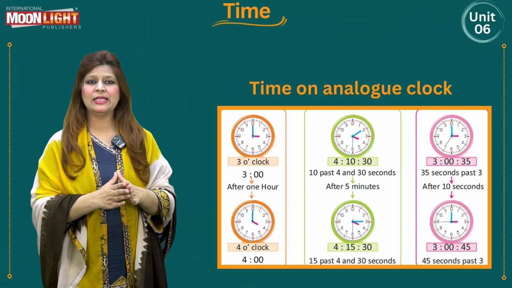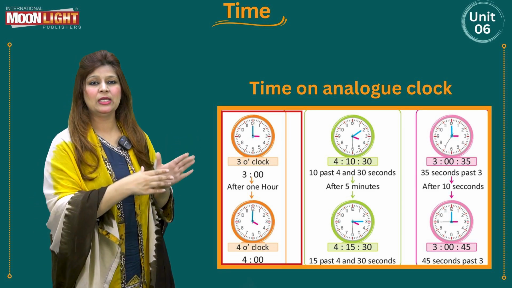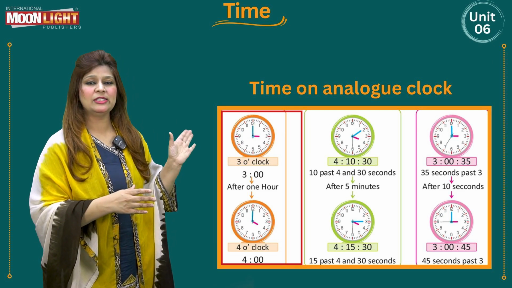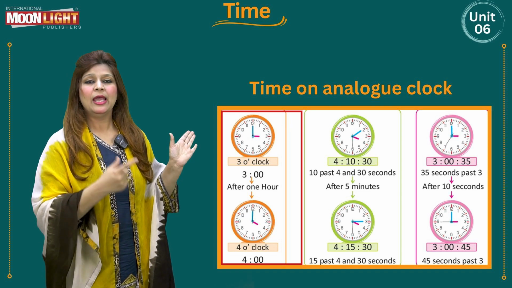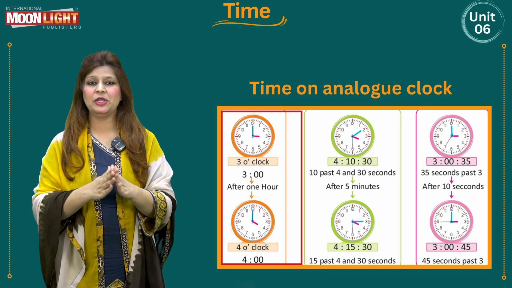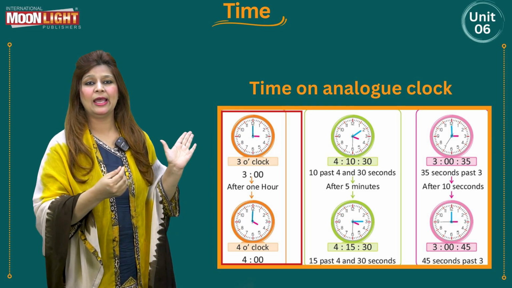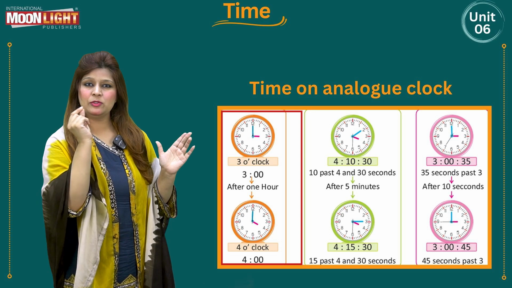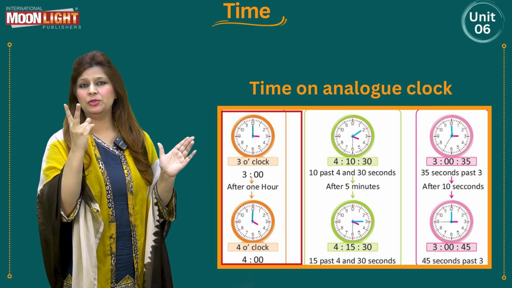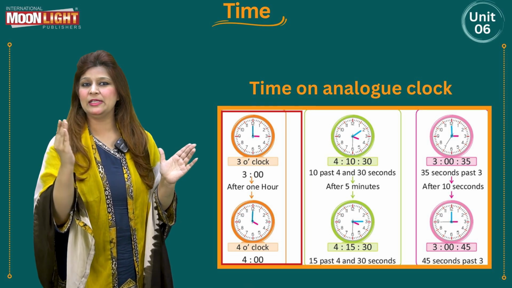So now let's check out these examples, time on analog clock. Here we have shown this one. This clock is showing you 3 o'clock, because the smallest hand is at 3 and the longer hand is at 12. This means that this is 3 o'clock. So I can read it as 3 o'clock, and I can write it as 3 colon, the symbol meaning 2 dots, one up and one down. Then this is 3 and then 0, 0, 2 digits for minutes. So this is 3, then colon and then 0 and 0.